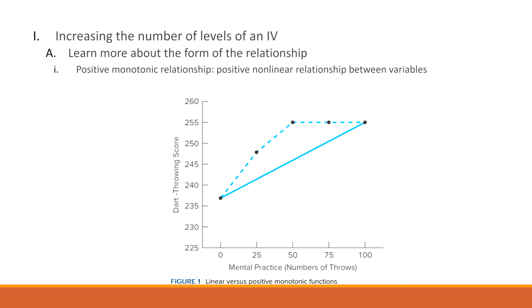The graph here is looking at the relationship between dart throwing and mental practice, essentially visualizing where the dart is going to land. The solid line examined this relation twice, once at 0 mental practices and again at 100 mental practices. Having these 2 points makes it look like a linear relationship. However, when you add in more levels, 25, 50, and 75 mental practices, you can see that this relationship isn't linear. And you can see that 50 mental practices creates the same outcome as 100. Again, you are gaining more information by having more levels.